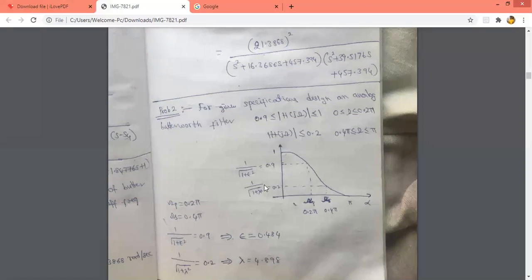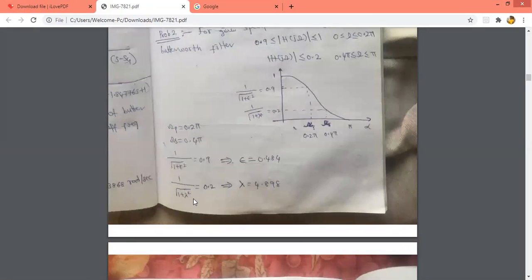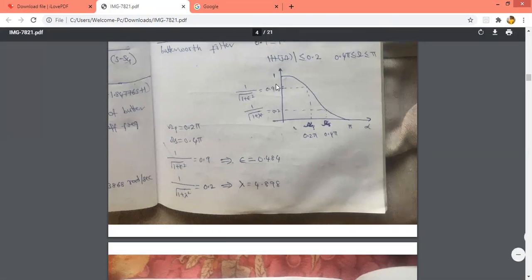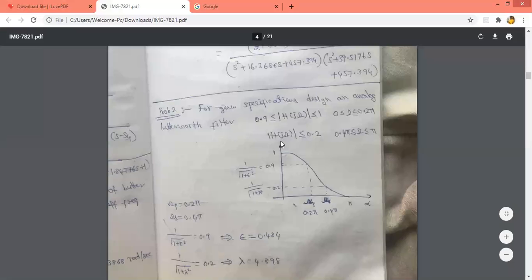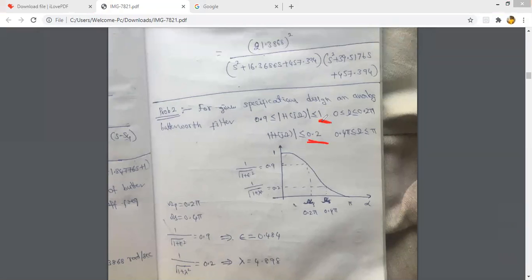So here also what is given? 1 by root of 1 plus epsilon square, 1 by root of 1 plus lambda square. From this, 1 by root of 1 plus epsilon square is 0.9, and 1 by root of 1 plus lambda square is 0.2. See here, this is the stop band attenuation. Always the filter value will start from 1, the highest value is 1, and the next lowest value will be the pass band attenuation. So here is the stop band attenuation. It starts from 0 and it is stopping at 0.2 pi. So 0.2 pi is nothing but ohm p, and this is nothing but ohm s.